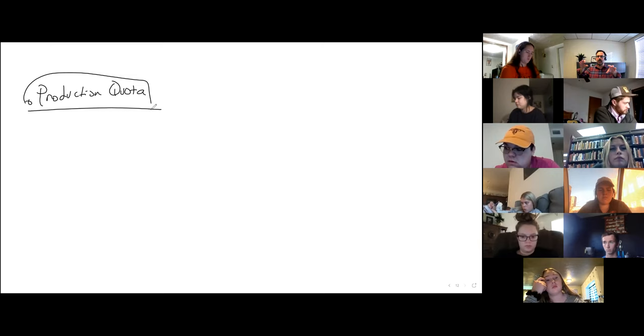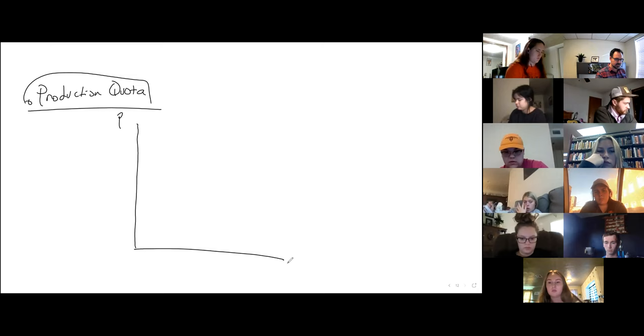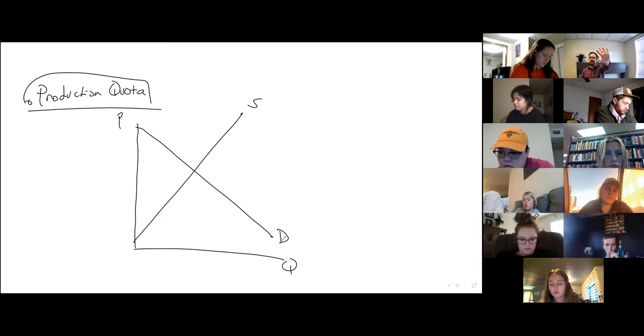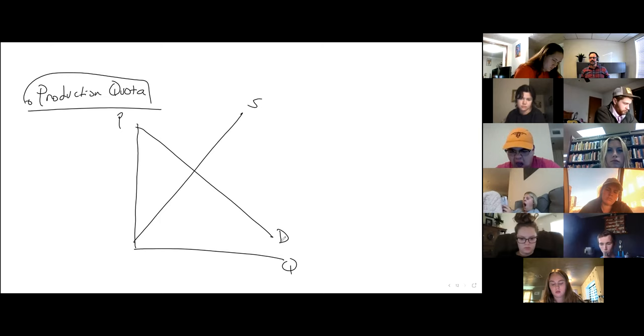Okay, so remember, we're going to use comparative statics to assess the effects of this production quota. So initially, if I want to know what the effects of this production quota are, I'm going to build an economic model of the market. So here is my economic model of the market for corn. And to assess the impacts of this production quota, we're going to use comparative statics. We're going to first solve for equilibrium before the production quota is in place. And then we're going to solve for equilibrium outcomes once the production quota is in place. And the change there is the impact of the production quota.